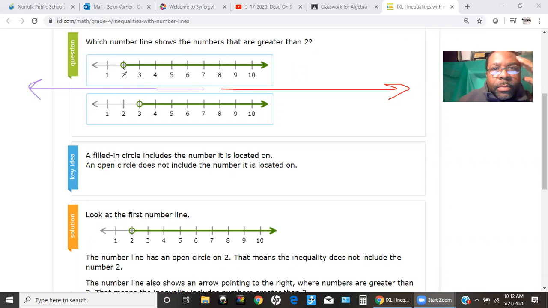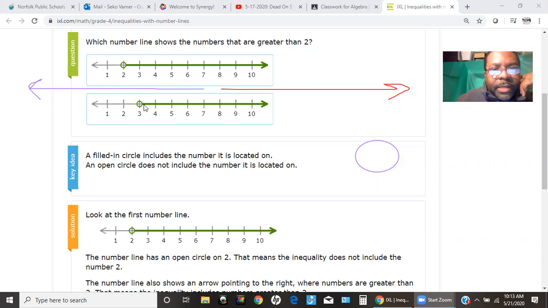Well, here's 2. And this circle, whenever you see a circle that looks like that, that circle is telling you that it's going to be an open circle. An open circle does not include the number 2 or whatever number it is. It does not include that number. So I see an open circle when I look here. I see an open circle. And I see an open circle here. Okay. And so the question is, which number line shows the numbers that are greater than 2?